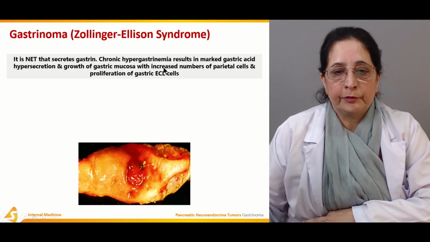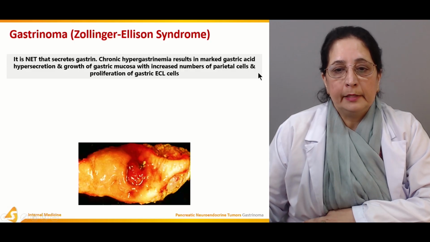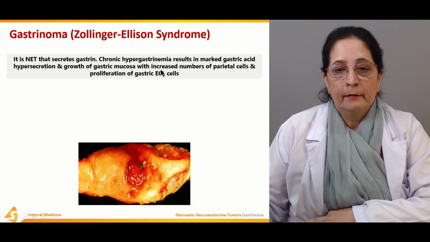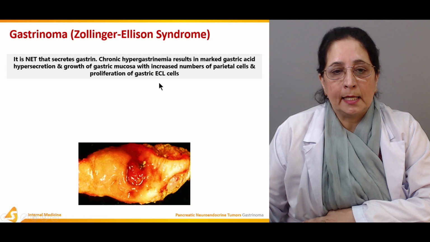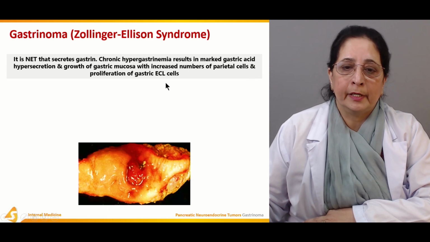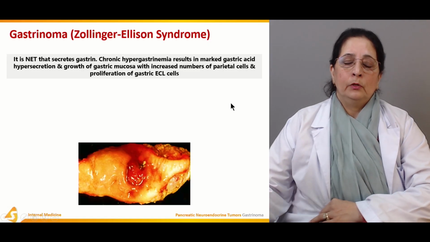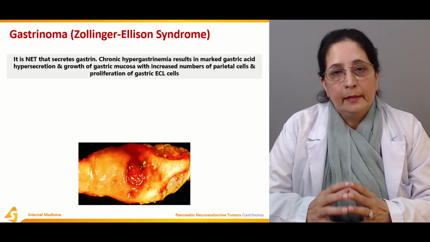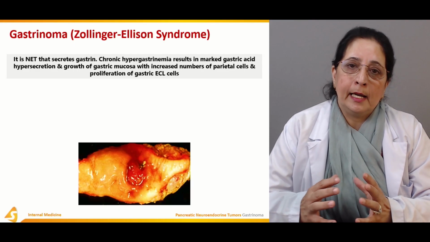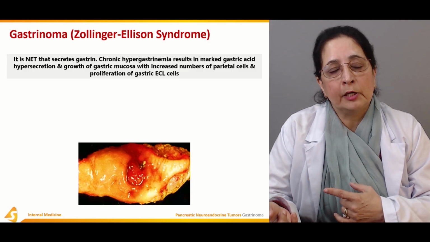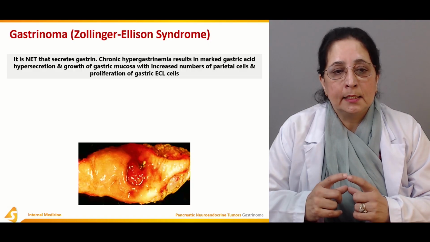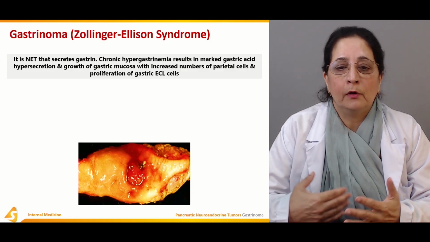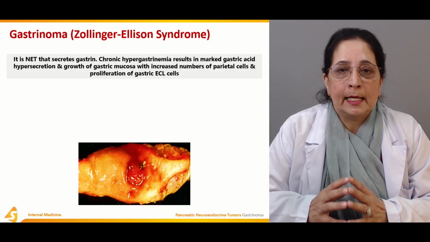Chronic hypergastrinemia results in marked gastric acid hypersecretion and growth of the gastric mucosa, with an increased number of parietal cells and proliferation of gastric ECL cells. So this is gastrinoma. It's a gastrin-producing tumor that produces excess gastrin, and that excess gastrin causes hypersecretion of acid in the stomach and causes growth of the gastric mucosa with an increased number of parietal cells and ECL cells.